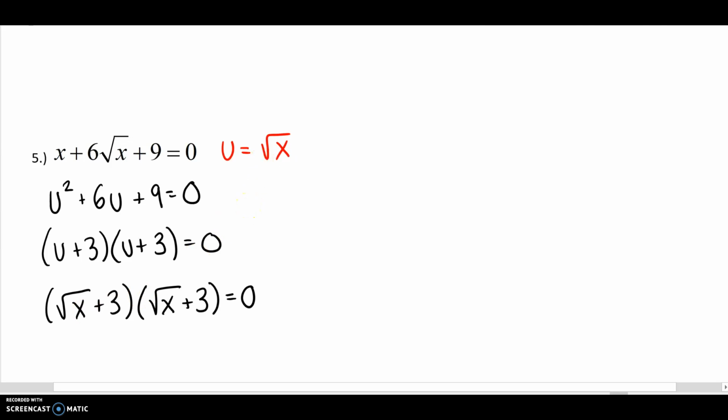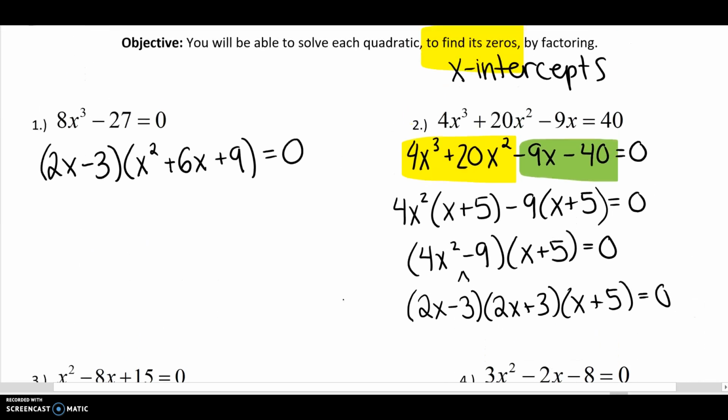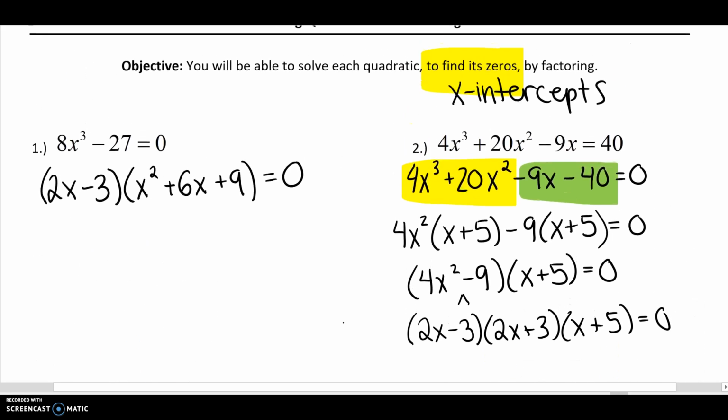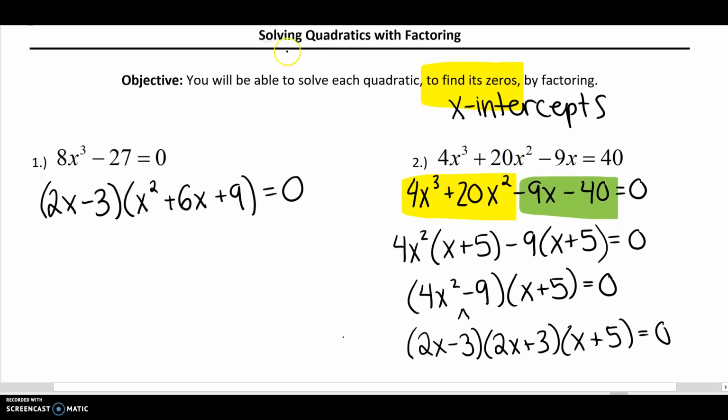And you get this factoring. Okay, so that was a brief review of factoring, testing yourself, of course, so if you have any trouble, please come see me. The point of this particular video is to learn how to solve quadratics with factoring. So there are 5 problems here. I'm going to focus on the ones that are actually quadratics.